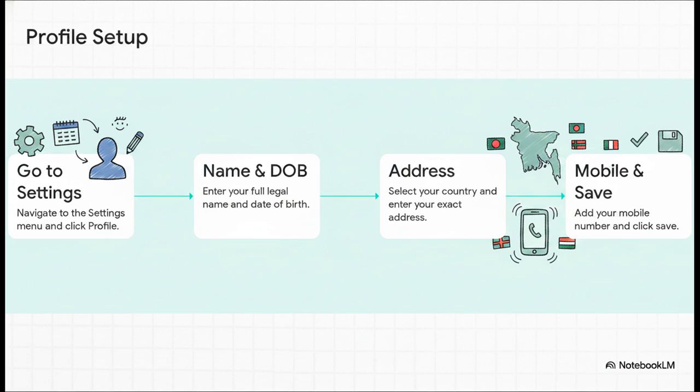And hey, if you're using an NID card from Bangladesh, for example, make sure you actually select Bangladesh here. Everything has to line up perfectly. Toss in your postal code, city, street address, add your mobile number, and hit Save.